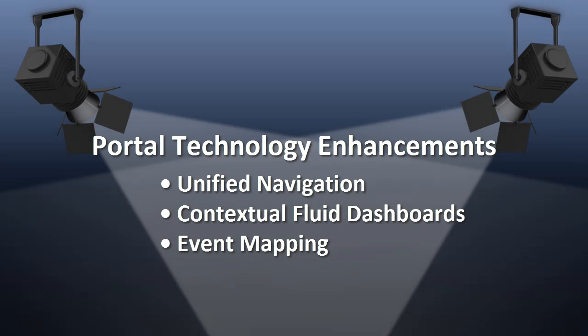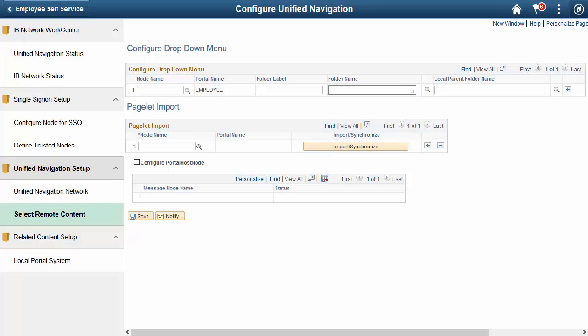In this segment, we'll discuss portal technology enhancements, including unified navigation, contextual fluid dashboards, and event mapping. Unified navigation. As of PeopleTools 8.56, any PeopleSoft system can serve as the designated portal system in a cluster. PeopleSoft Interaction Hub is no longer required for unified navigation. There is a new fluid navigation collection, the Configure Unified Navigation Center, for configuring unified navigation on the designated portal system as well as on the content provider systems.